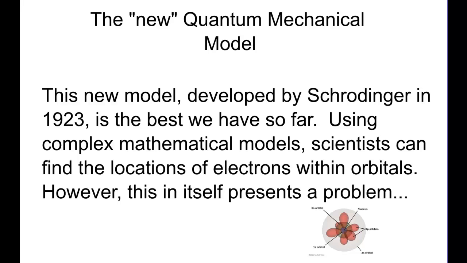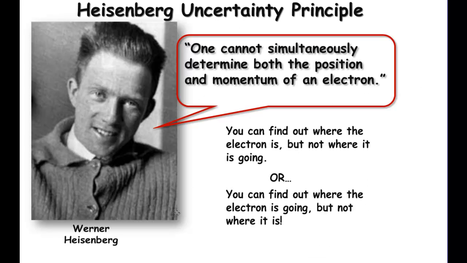For instance, the very first problem is this one. It's called the Heisenberg uncertainty principle. Werner Heisenberg, way back in the 1920s, determined that he could not find the position and momentum, or speed, of an electron at the same time. And that might seem weird. How can you not know how fast something is going, but know where it is, or know how fast it's going, but not where it is?